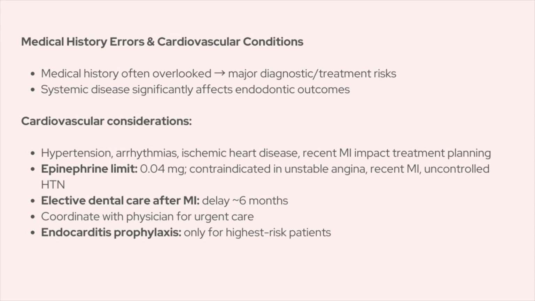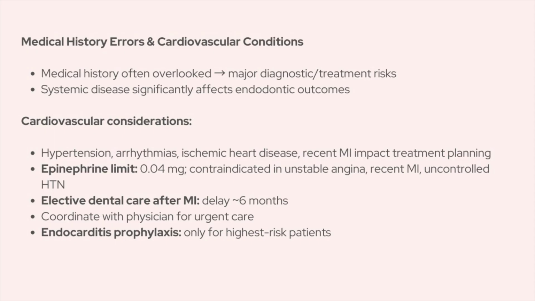The next major area for errors is the medical history. This is where a lot of clinicians get too comfortable. But systemic disease plays a huge role in endodontic diagnosis and treatment outcomes, and missing something here can put the patient at risk. Let's walk through the big categories, the ones that truly influence endodontic decision making.